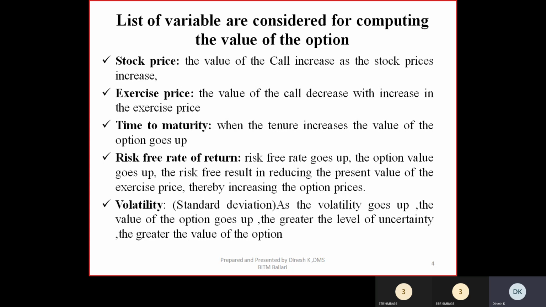When the exercise price is greater than the current market price, what happens? The option contract is overvalued in the market. When it is overvalued, there is definitely less demand in the market, and the premium would be very low, right? So this is the relationship between the stock price and the exercise price. Fine. Now, time to expiry, right?